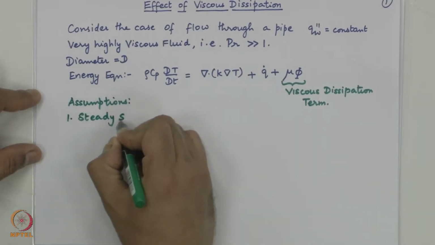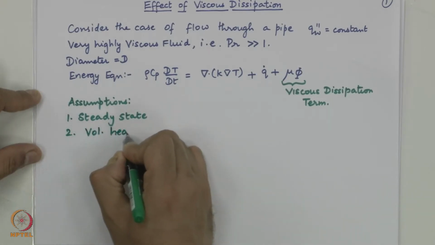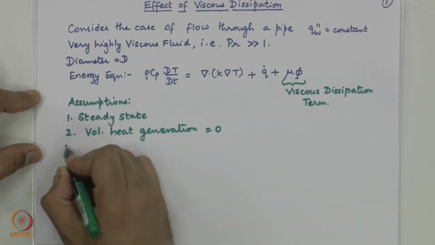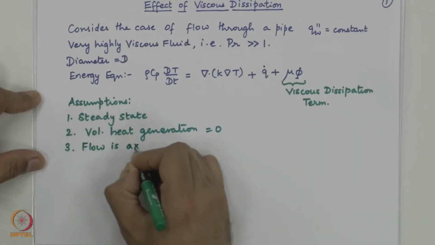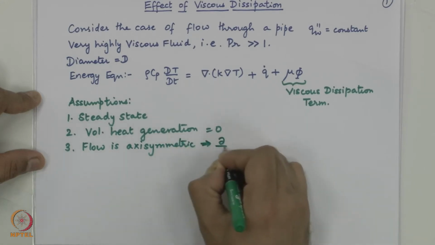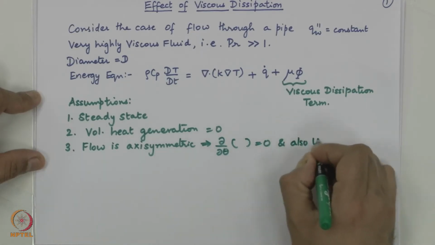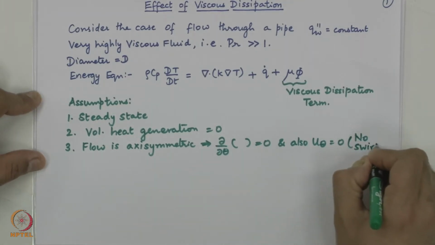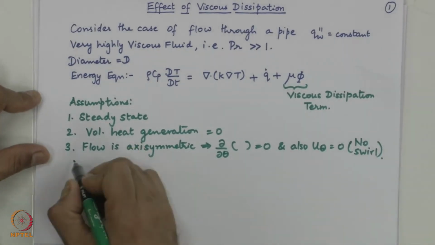Steady state, volumetric heat generation equal to 0, no volumetric heat generation, flow is axisymmetric, that means d by d theta of anything equal to 0, and also u theta equal to 0. This also we make. So, this is no swirl. This is what we had used in deriving the flow through pipe expression, fully developed flow.